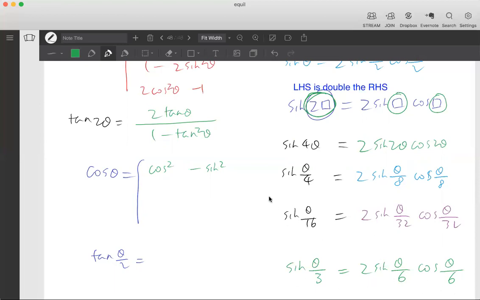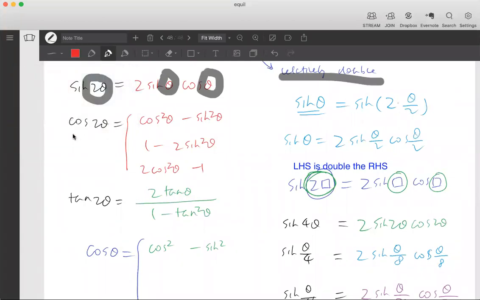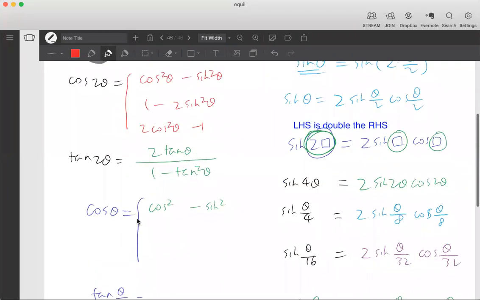Same for this cos 2 theta, okay? You just treat this cos 2 theta as cos 2 box. Cos 2 box equals cos squared box minus sine squared box. Right? So Sasangan, could you please tell us what cos theta equals in terms of double angle formulas? Cos squared theta over 2 minus sine squared theta over 2.